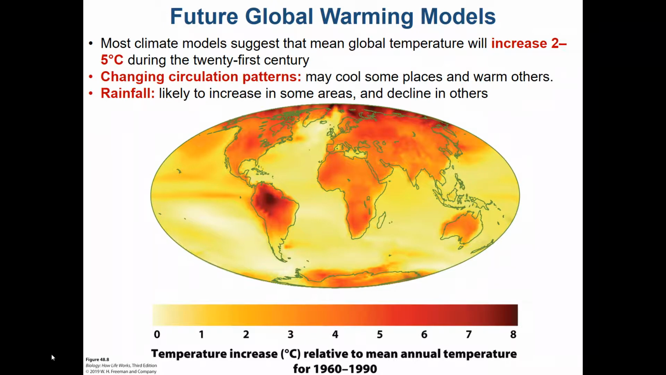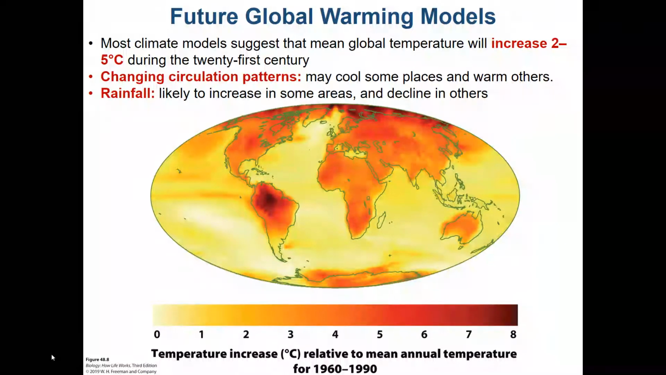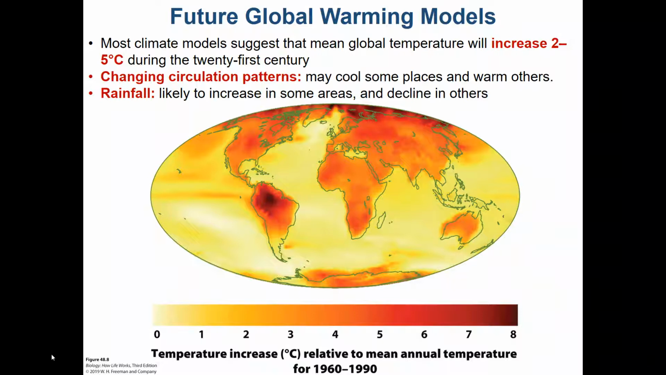And you could see again from this map, this is the relative increase in mean annual temperature. And again, you could see that temperature is warming very much up in the north. It's also warming a lot in the Amazon because of deforestation.